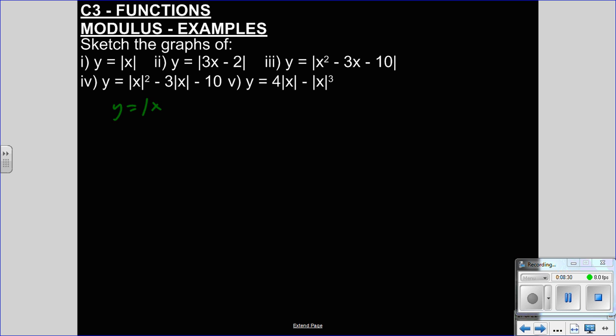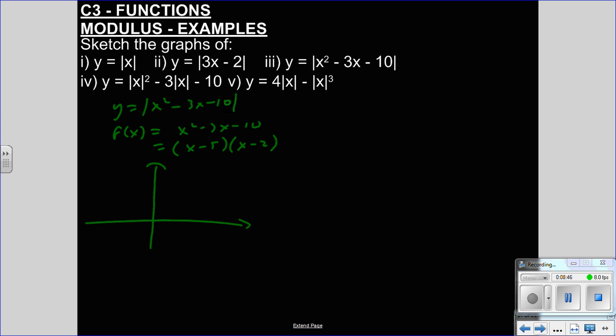So I've got y equals mod of x squared minus 3x take 10. Here I start off with my original. F of x is x squared minus 3x take 10, so I can draw it. If I factorize that, I now know where it crosses the x-axis, so that's at 5 and 2. There we go. Oh, sorry, that should be a plus. So that's 5 and minus 2. I know it crosses the y-axis, that's at minus 10. The turning point is going to be in the middle of these two, so it's about there. So I can sketch that like that. Really important to get the turning point in the right place.